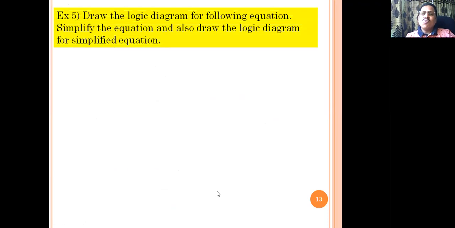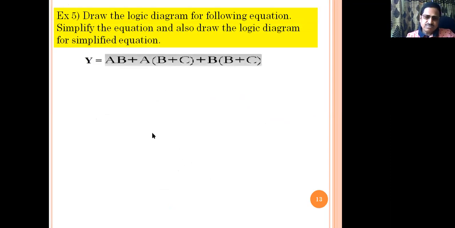Now we'll go one more extension. You are given the equation. You have been asked to draw a logic diagram for the equation. After that, you have to simplify this equation and again draw the logic diagram for the simplified equation. Now, step by step, here is the answer.